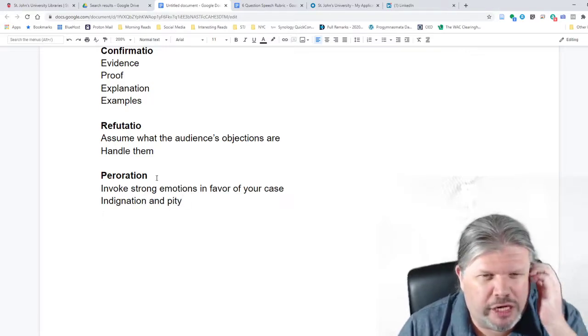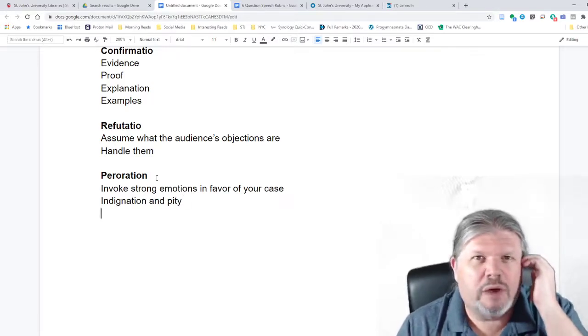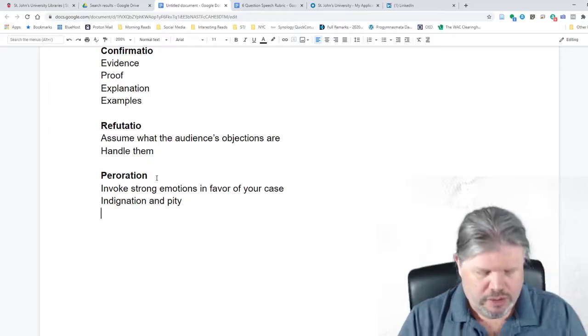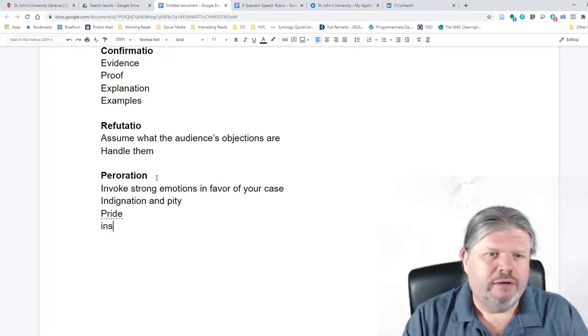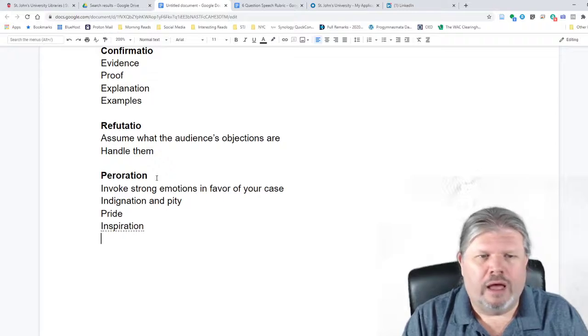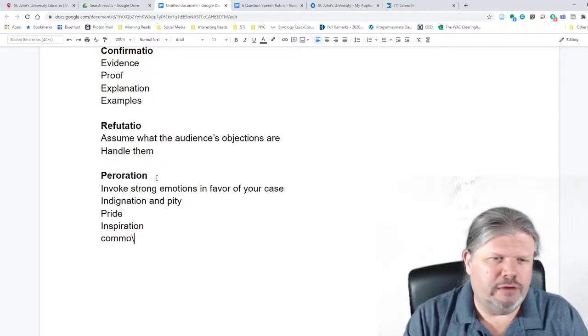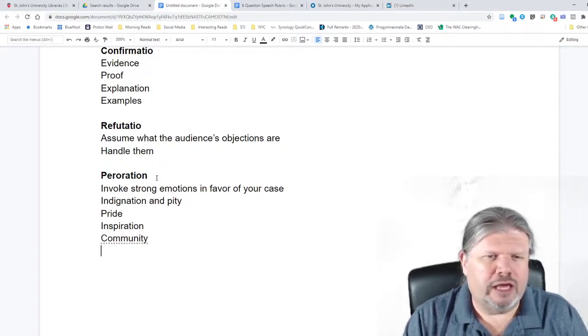But those are really good in a legal context. What else might be good emotions to bring up to people? Things about pride, inspiration, feeling part of a community, feeling like their actions and thoughts matter.